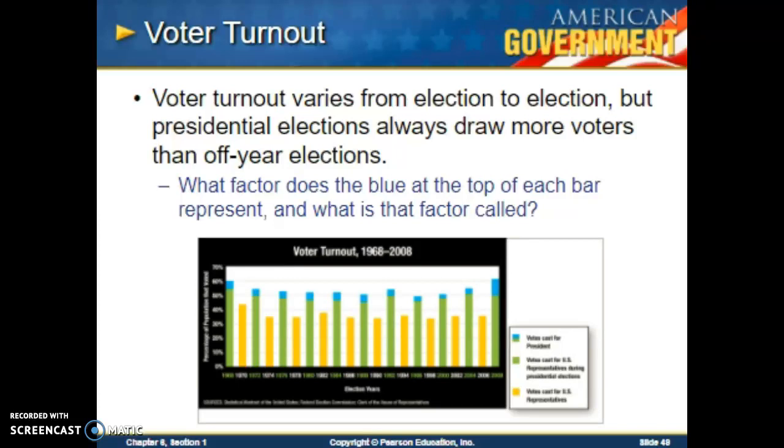What factor does the blue on the top of each bar represent? And what is that factor called? The blue here represents votes for the president. The green represents votes for representatives during a presidential election. And the factor represented here would be a psychological factor.